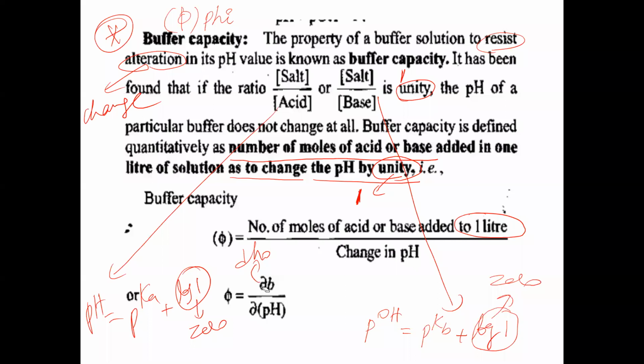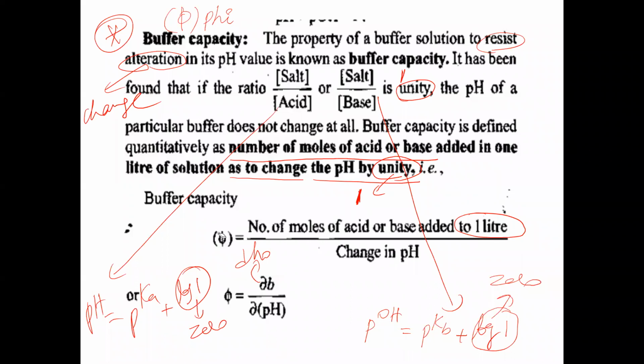So here ∂ indicates a very small change: very small change in the number of moles of acid or base added, by the change in pH value of the buffer solution. This formula is for what? Buffer capacity. So the capacity of a buffer to resist change in pH value is called buffer capacity. Suppose, what is there in the numerator of the formula? Number of moles of acid added. If more moles of acid are required, then buffer capacity will be more.